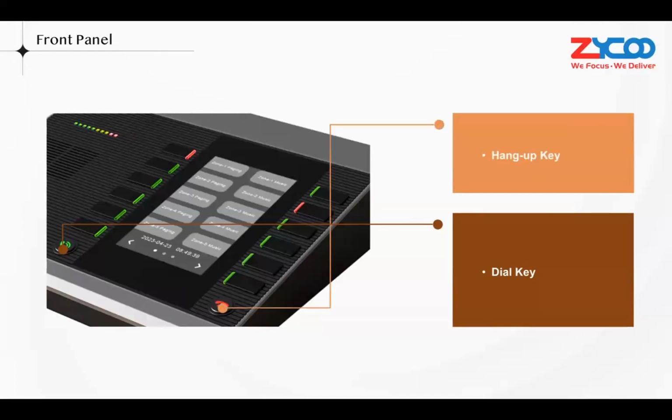And now we check the red button on the right side. This is the hang up button. It is used to reject or end calls. And if you are in the dial pad interface, you can just press the hang up button to exit.